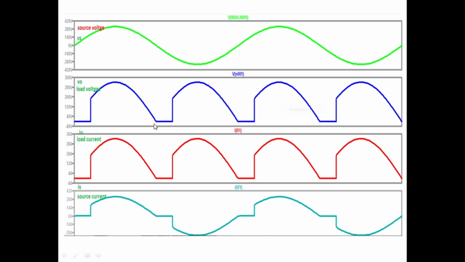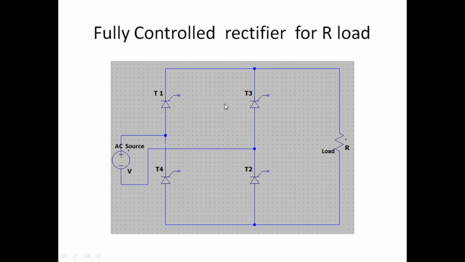Then again the input goes to the negative half cycle. Somewhere here all the SCRs are in the off state. T1 and T2 are off, and T3 and T4 are also off. Why T3 and T4 are off means we have not applied any gate pulses to these two.